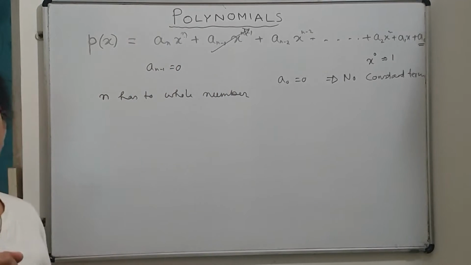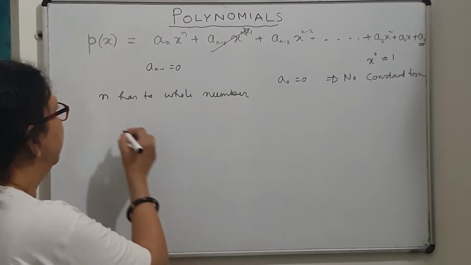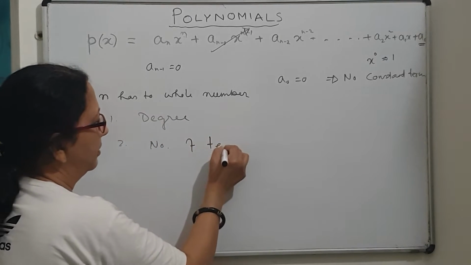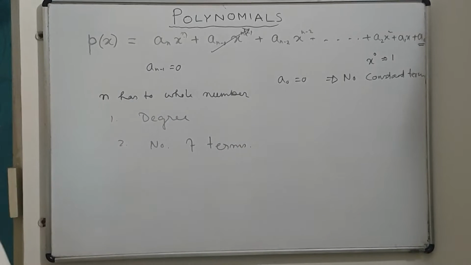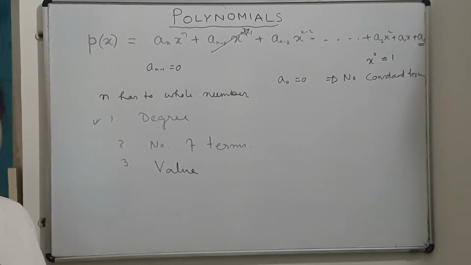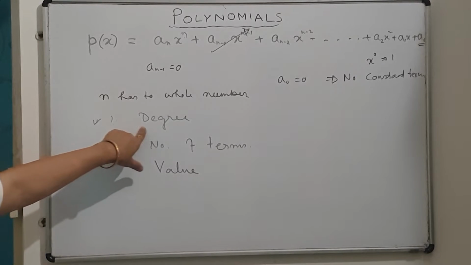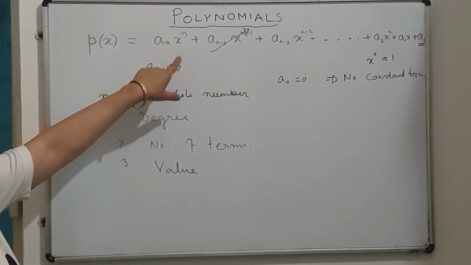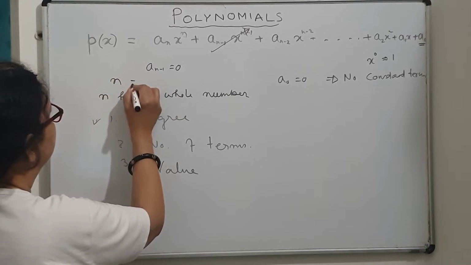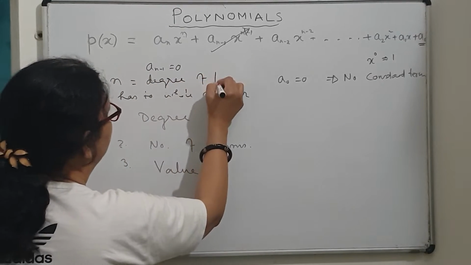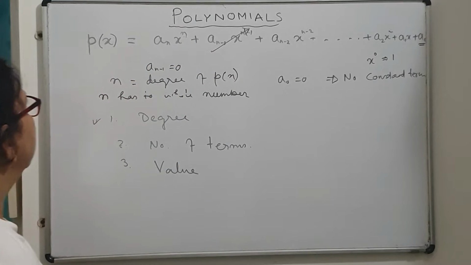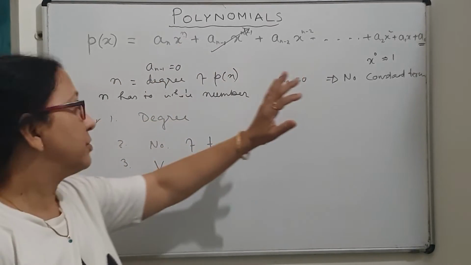Now, two important things about a polynomial are the degree and the number of terms in the polynomial. Also another thing I should say is the value of the polynomial. This you should know. The first thing, degree, is the highest power of the variable. So if n is going down in descending order, obviously here n is the degree of the polynomial p of x. Since n is the highest, the highest power of the variable in the polynomial is known as the degree of the polynomial.